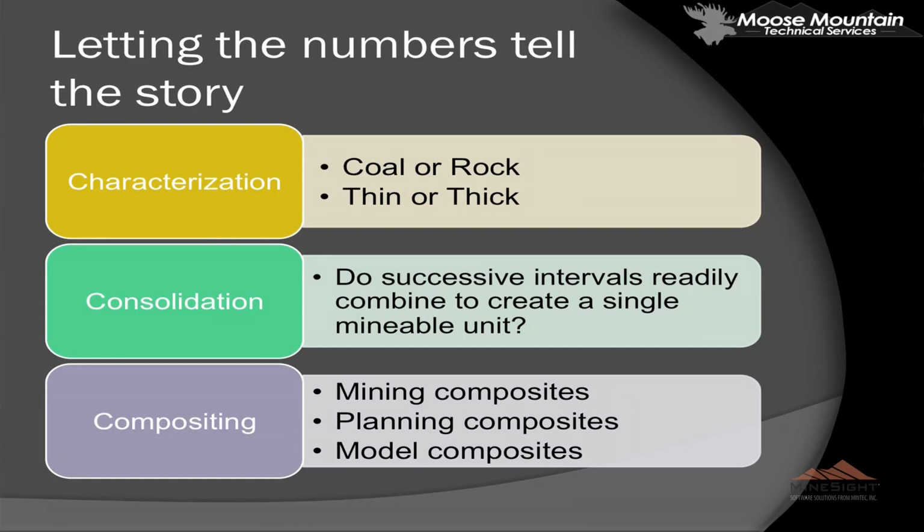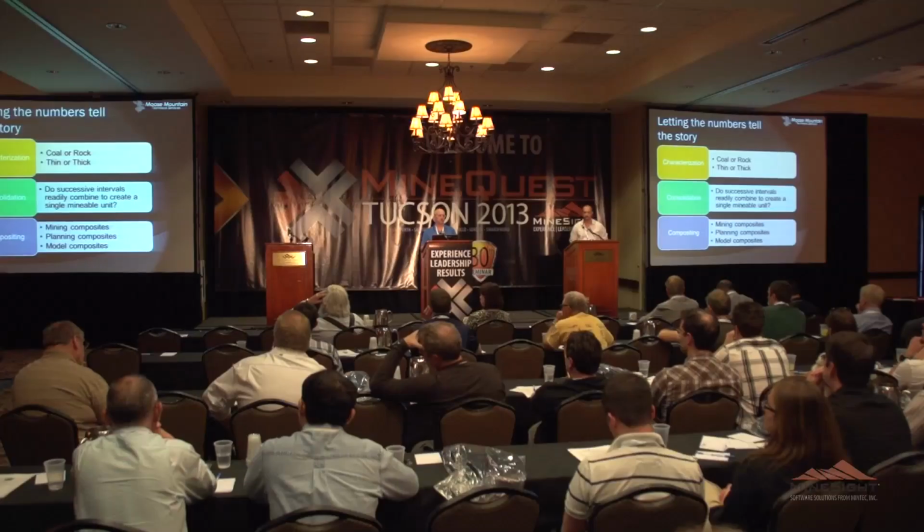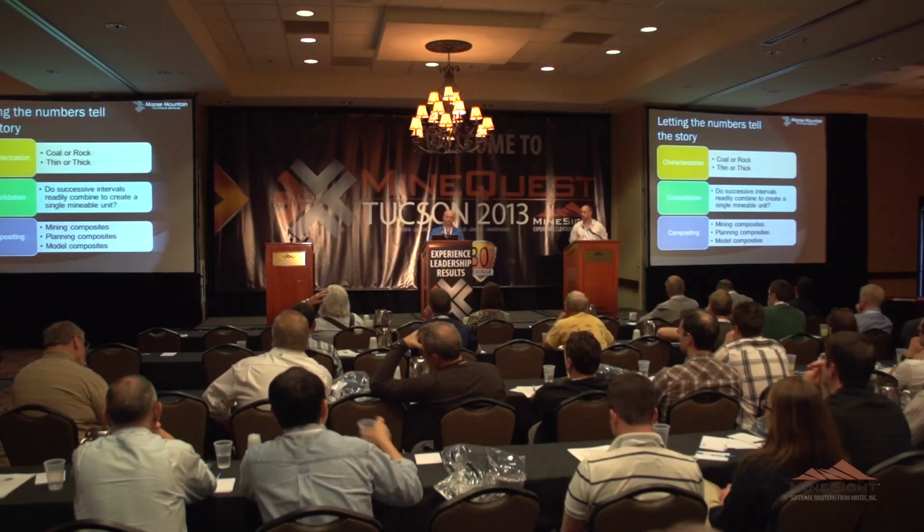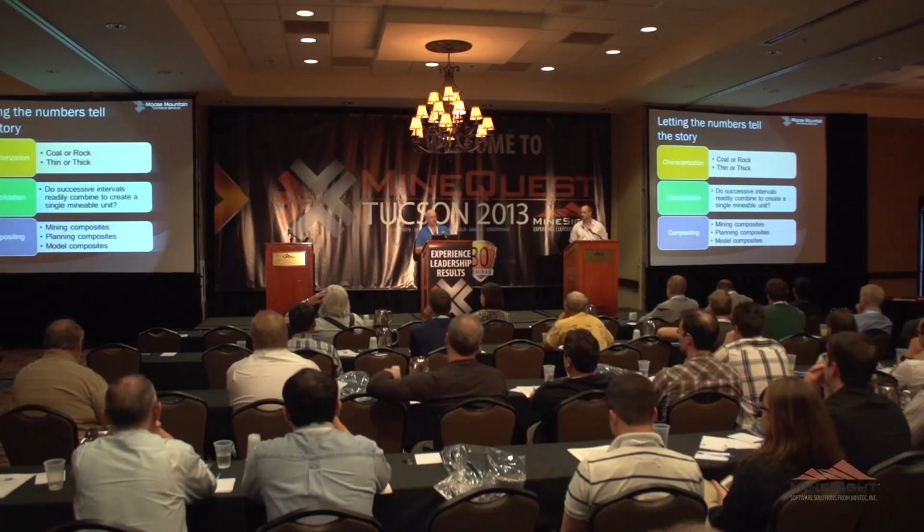Okay, so what we're trying to do is preserve data integrity, the thickness and the characteristic of the intersection, in more and more general terms, but not losing accuracy. By characterization, I mean we're going to call the interval coal or rock, and we're going to call it thin or thick. And by thin or thick, I mean relative to mining parameters that are established by the client. Thin or thick usually means, is it mineable?